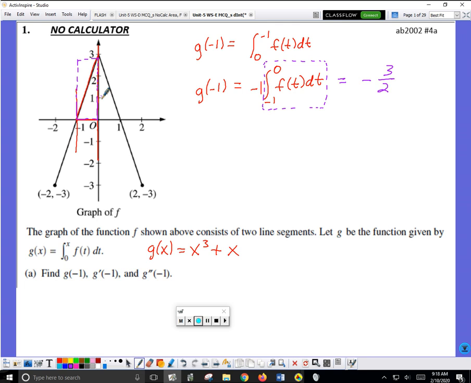So that will happen all the time on the AP test. You'll have situations where they ask you to find an integral. You say, oh, wait a minute. I can find the integral by finding the area. And since I found the area, now I know the integral's value. We want to talk about that.